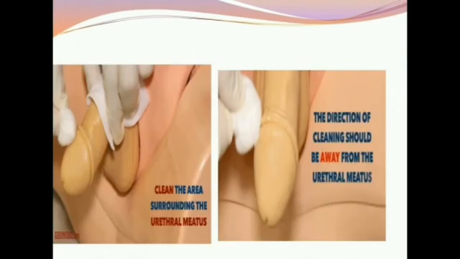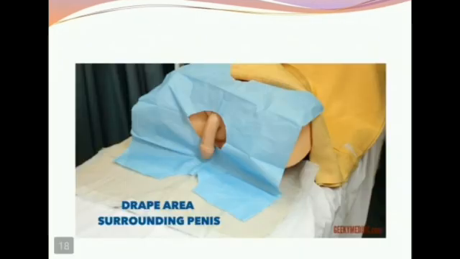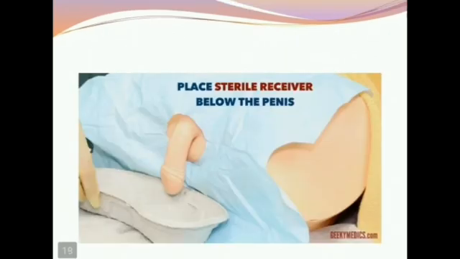For the cleaning of the male genital region, at first, hold penis with non-dominant hand using sterile gauze and ensure patient foreskin is retracted with your dominant hand. Then, clean the area surrounding the urethral meatus. The direction of cleaning should be away from the urethral meatus. Place sterile drape over the patient genital area. Drape area surrounding penis. Place sterile kidney tray below the penis.